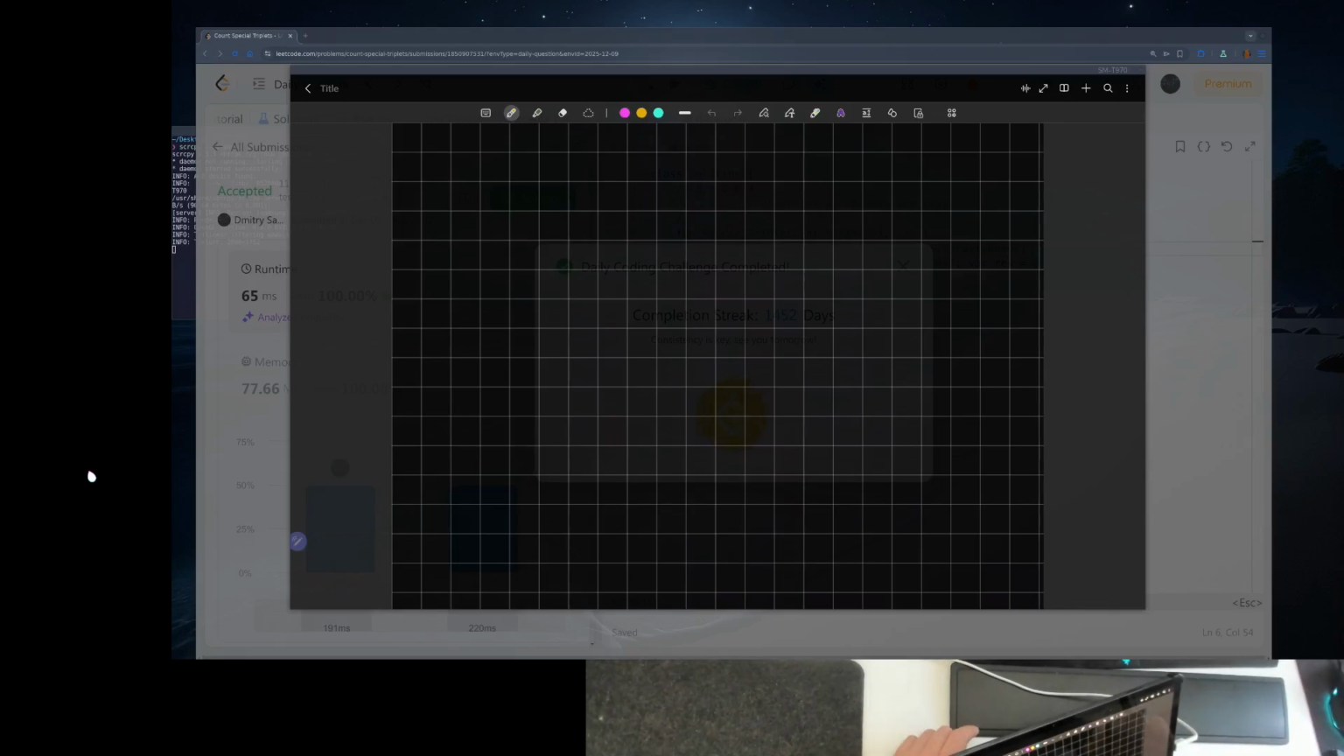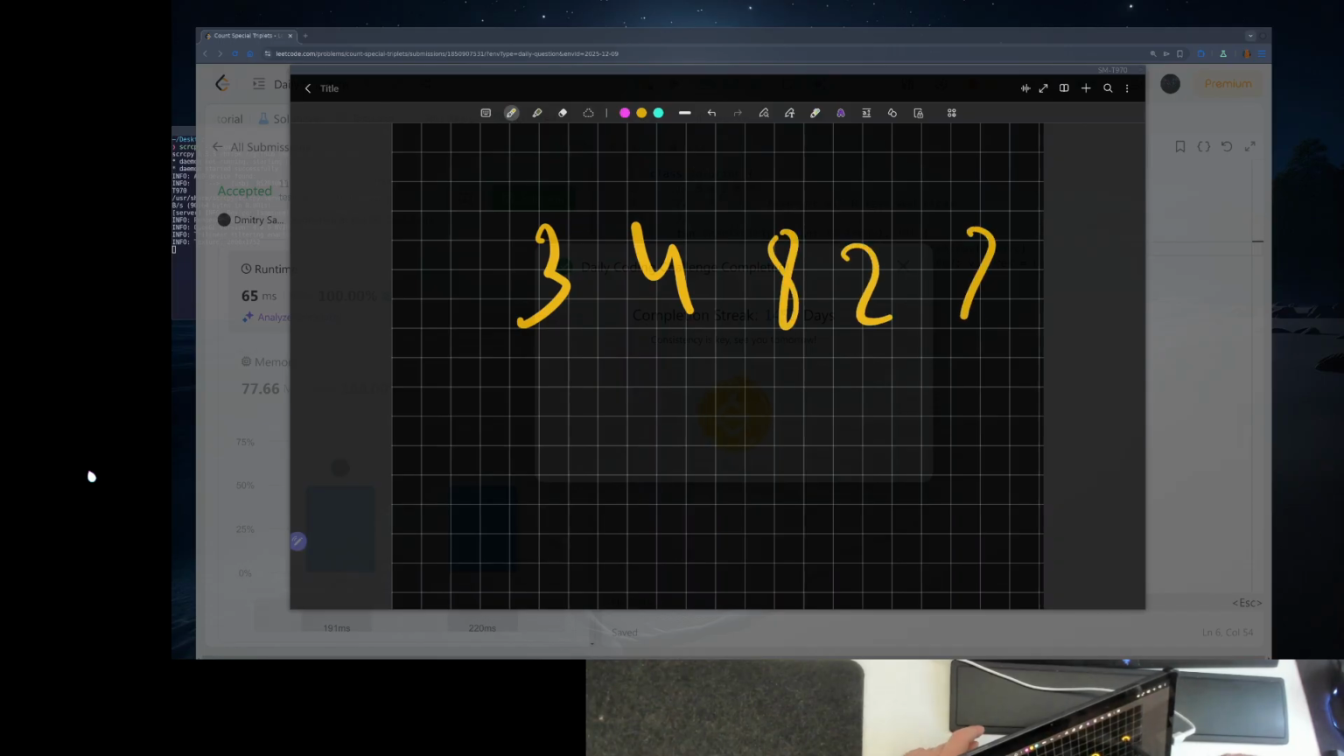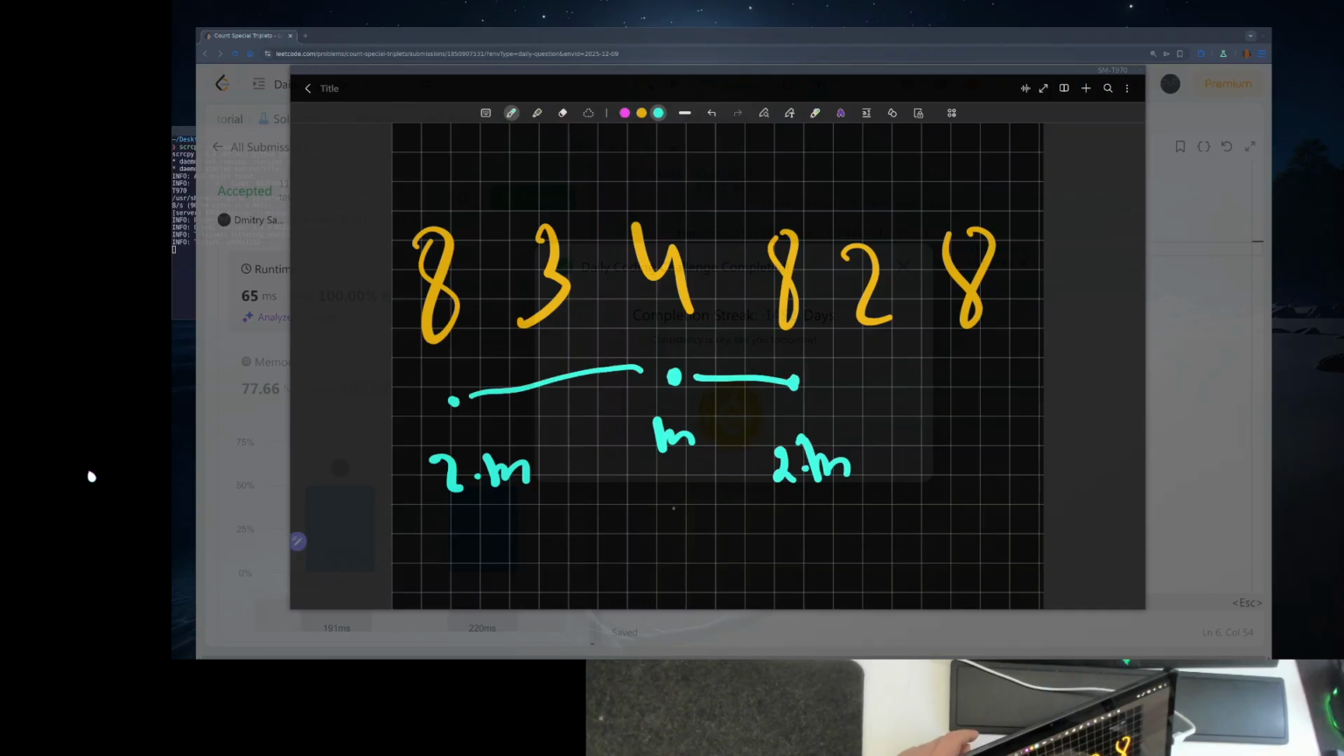Okay, then we have a problem of finding triples. We are given a list of numbers like this, and we want to find how many triplets we have such that for each middle there are left and right positions that have the middle times 2. Like in this case, it's one triplet, and the second triplet would be this.